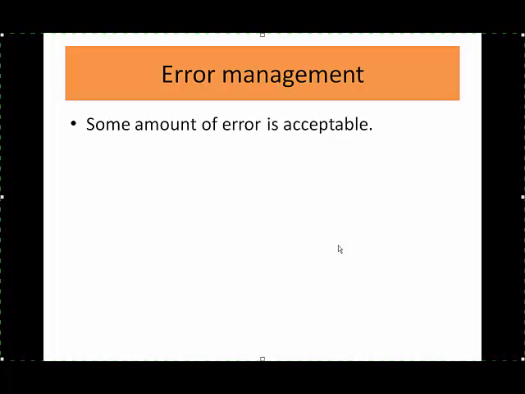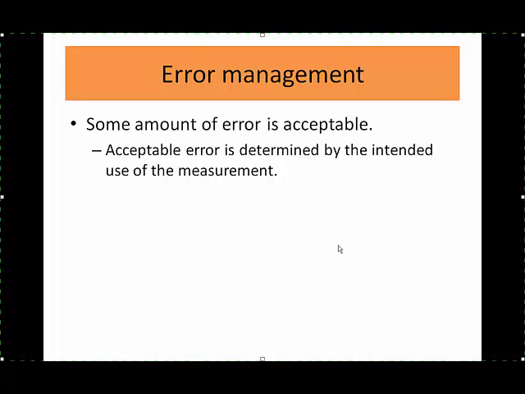Well, you don't necessarily need to measure to the nearest hundredth of a foot if you are establishing rough grade for the preliminary dirt work on a subdivision site. The heavy equipment can only cut to probably the nearest tenth of a foot. So some amount of error is acceptable, and that is based on the intended use of the measurement. Acceptable error is determined by the intended use of the measurement.